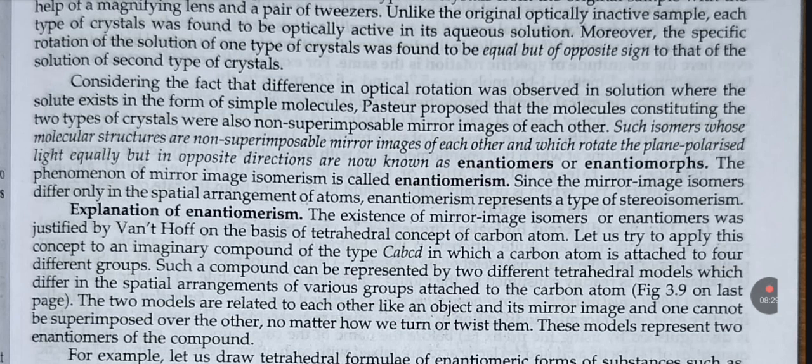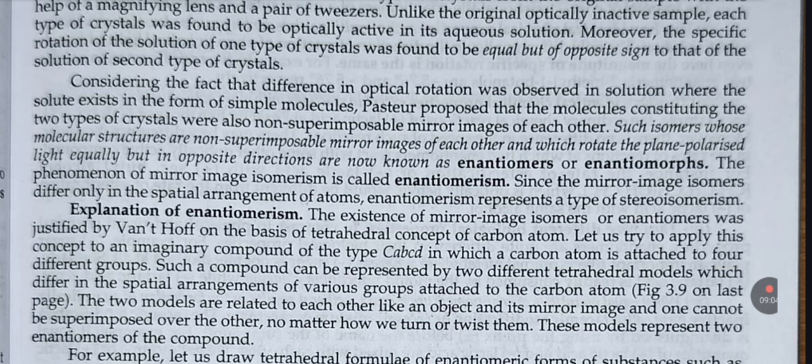The existence of mirror image isomerism, or enantiomers, was justified by Vant Hoff on the basis of the tetrahedral concept of the carbon atom. Let us apply this concept to an imaginary compound of the type CABCD, in which a carbon atom is attached to four different groups. Such a compound can be represented by two different tetrahedral models which differ in the spatial arrangement of various groups attached to the carbon atom.